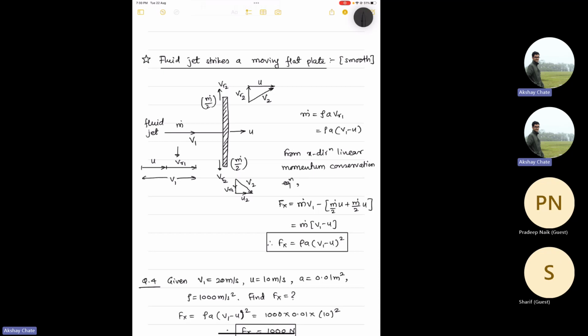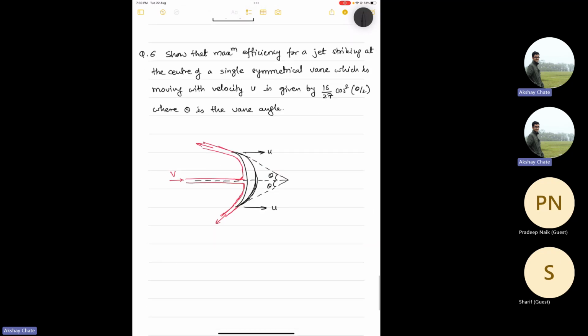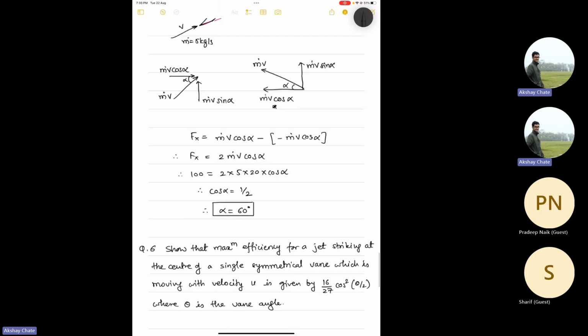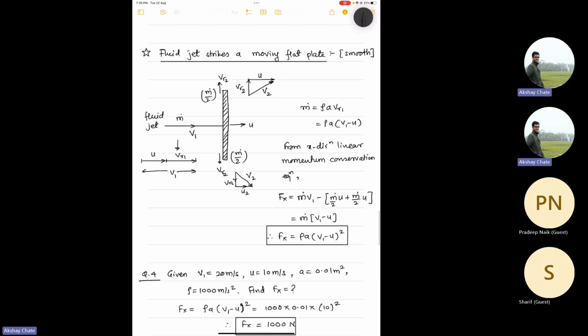The mass flow rate will reduce. Like, here it was rho a v, and here also the mass flow rate will become rho a (v minus u), correct? Because it's a relative speed. Then the Fx that was coming here was rho a (v minus u) whole squared.